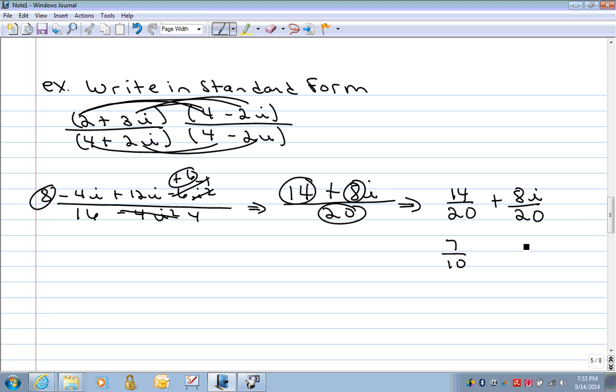These are both divisible by 2, making it 4 over... actually both divisible by 4, and that would make that 4 be 2i over 5. And so we could write it separate like that, and there you go, and that would be our a plus bi form.